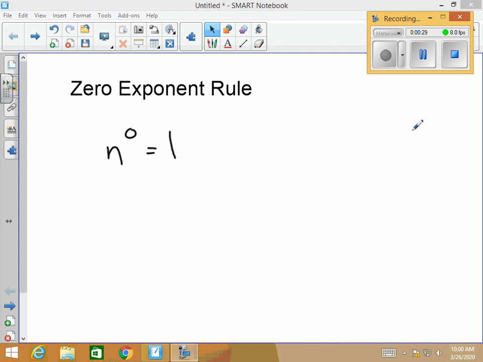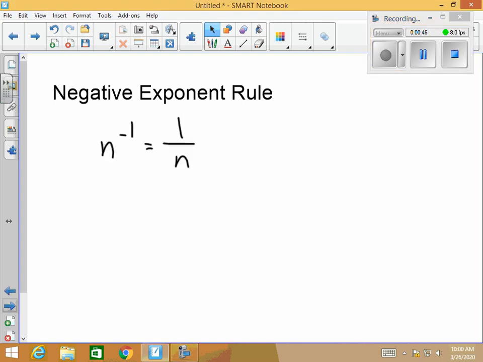So first, we talk about the zero exponent rule. Your book will say something to the zero power will always equal 1, and that is true. It really doesn't matter what it is, whether it's a number or a letter. Anything raised to the zero power is always going to be 1.